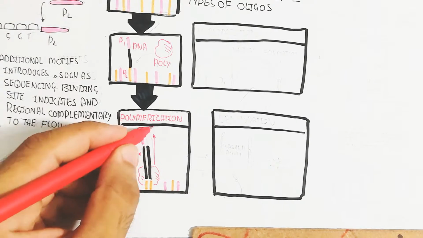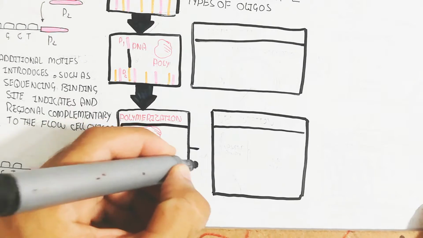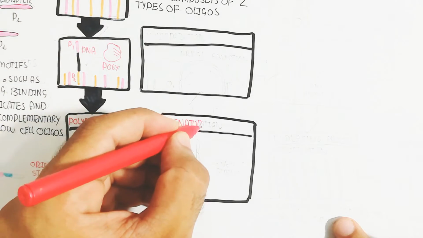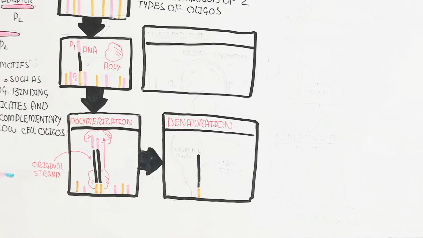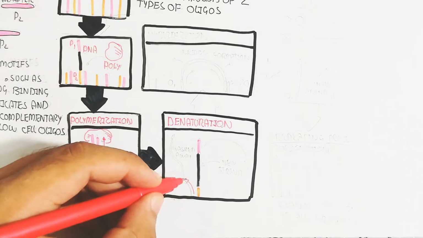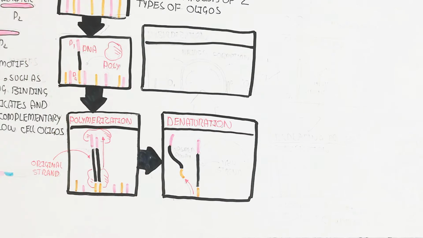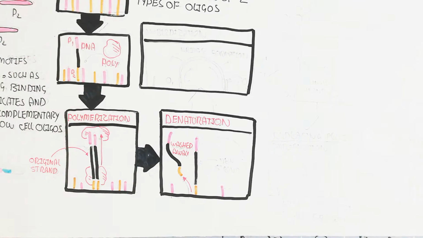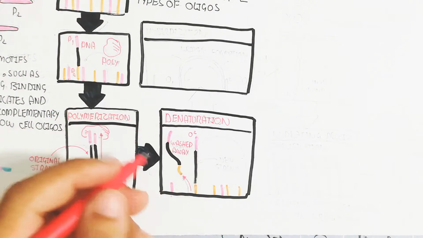After this, the denaturation will occur. The original strand will be denatured and washed away, while the new strand will remain. The new strand will bind, remember, with the O2 oligos, which are already present in the flow cell. The flow cell contains basically two types of oligos. So the original strand is washed away after denaturation, and the new strand will remain and bind with the surface of the flow cell.